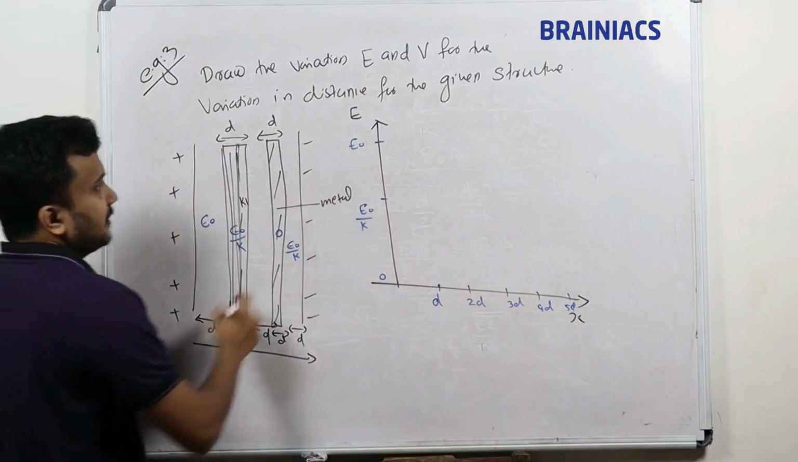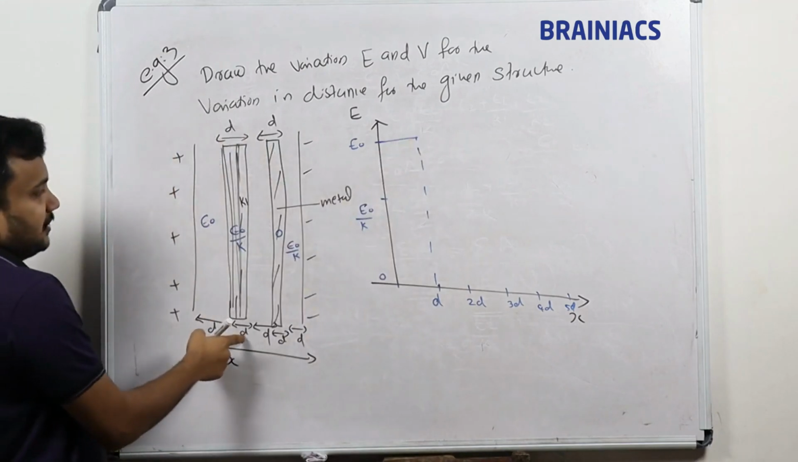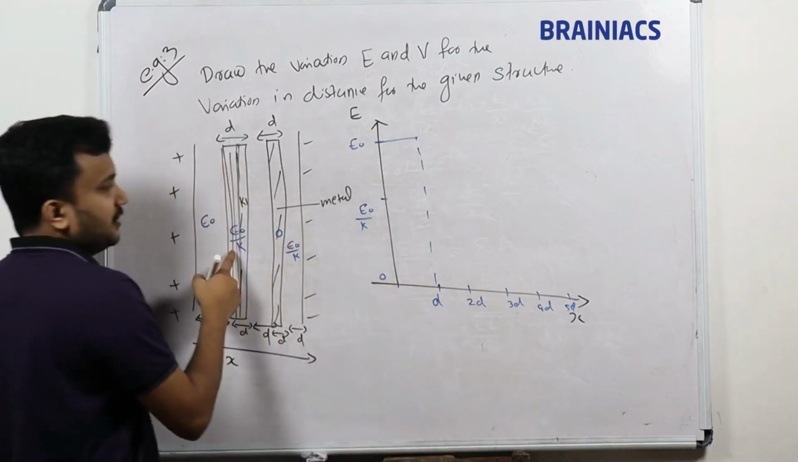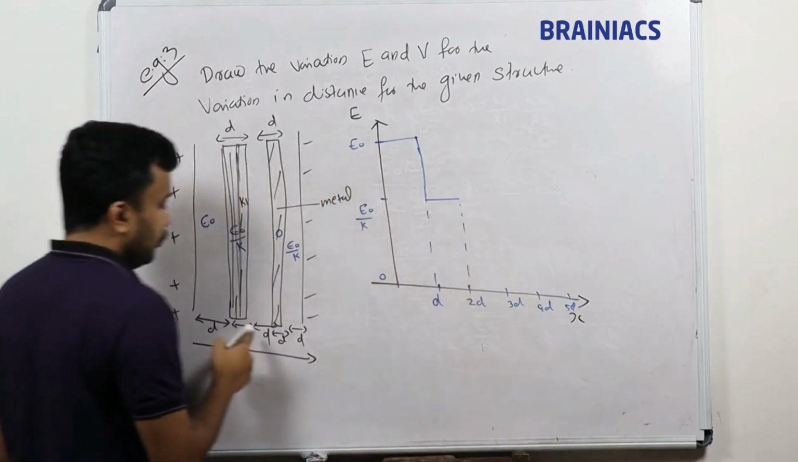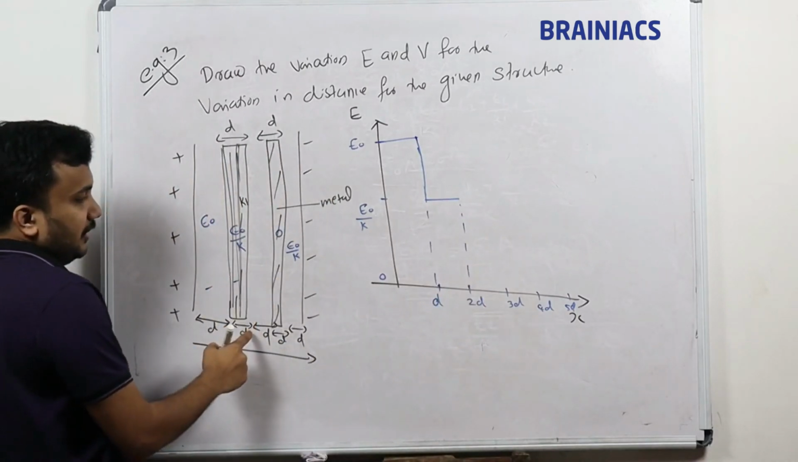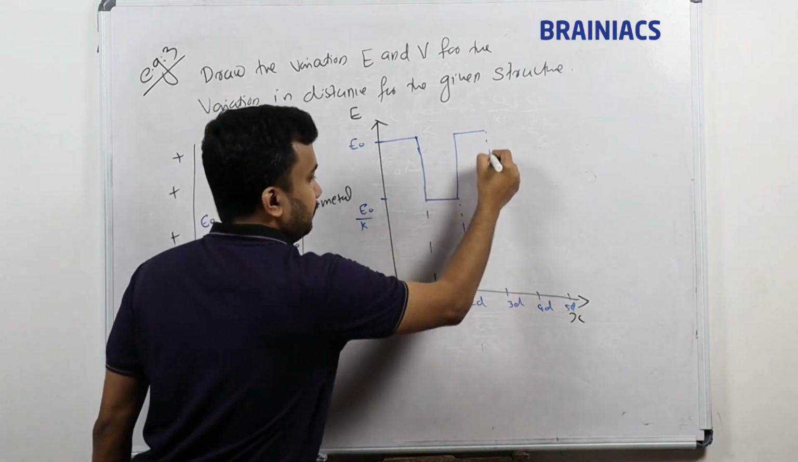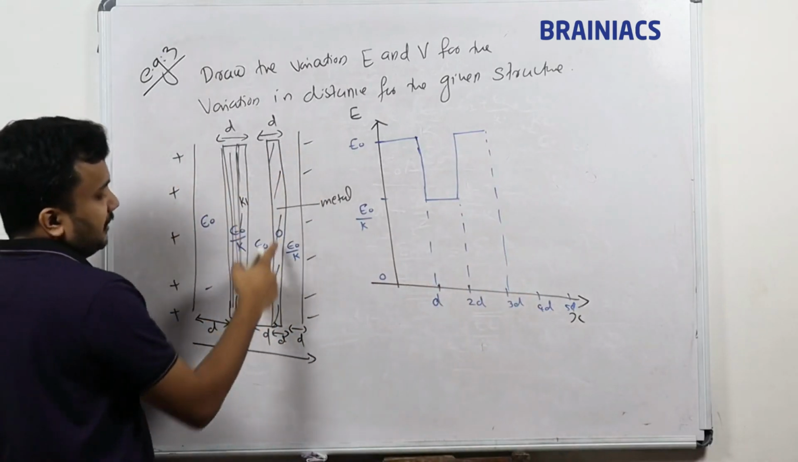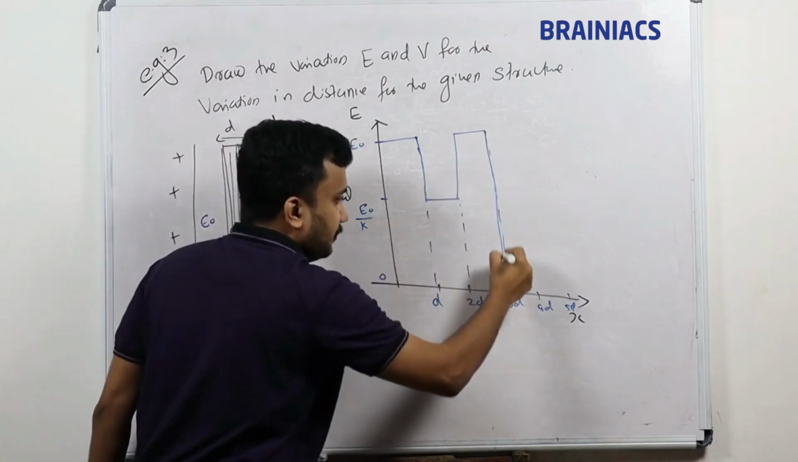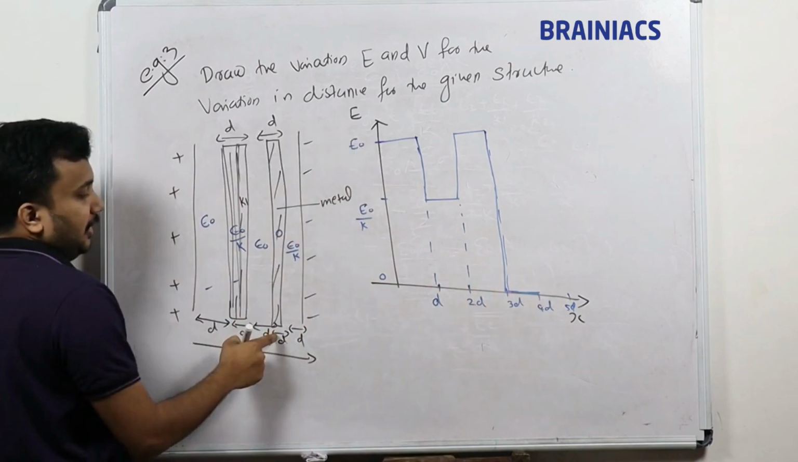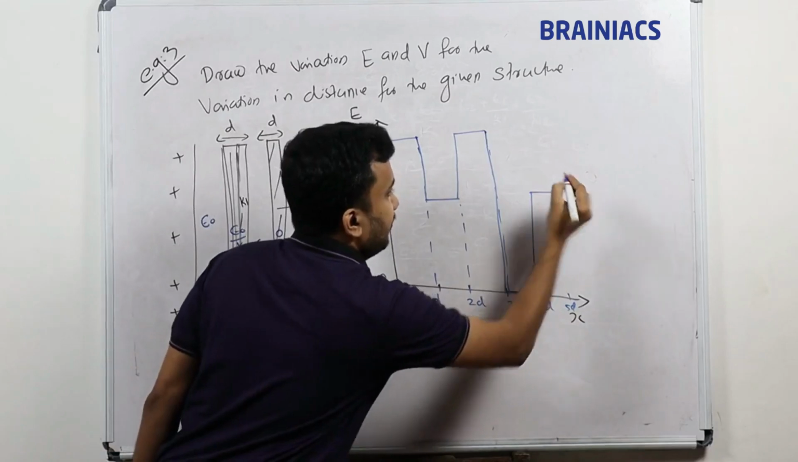So 0 to D distance, it is E0. These are the lines. Next, D to 2D, how much is the value? E0 by K. So this will reduce and go like this. This is up to 2D. Next one, 2D to 3D, this value is E0. Again it will rise to E0 like this. Next, 3D to 4D, it is 0. So it will just fall down, metals fall down like this. And 4D to 5D, again E0 by K, like this.